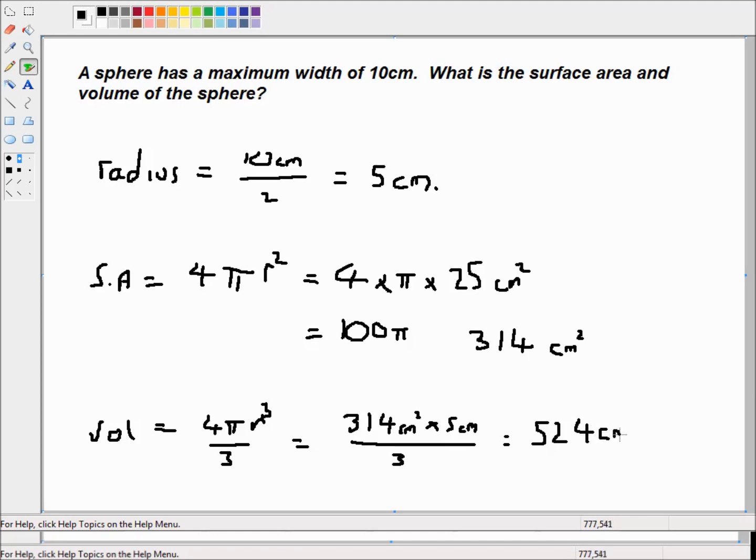524 centimetres cubed. If you gave the exact answer, that would be 500 pi over 3. That's because the surface area is 100 pi. So multiply by 5 is 500 pi, and then divide by 3 is 500 pi over 3. If that's what you said, then that also would have been fine. And if you'd have done 500 over 3 and said, well, that's 166.666 recurring, or 166 and 2 thirds pi, that would also have been perfectly fine.